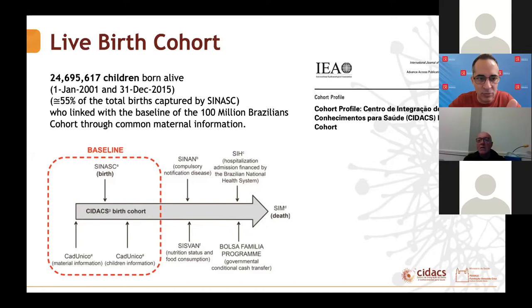And now we are working on how to link this baseline with some other healthcare database and also with the cash transfer programs as well. You have the reference for this paper, so you can go and have a look. Again, we have the profile of this cohort and some findings and some strengths and weaknesses in this study, and it's a very good reading for this second type of cohort, okay?